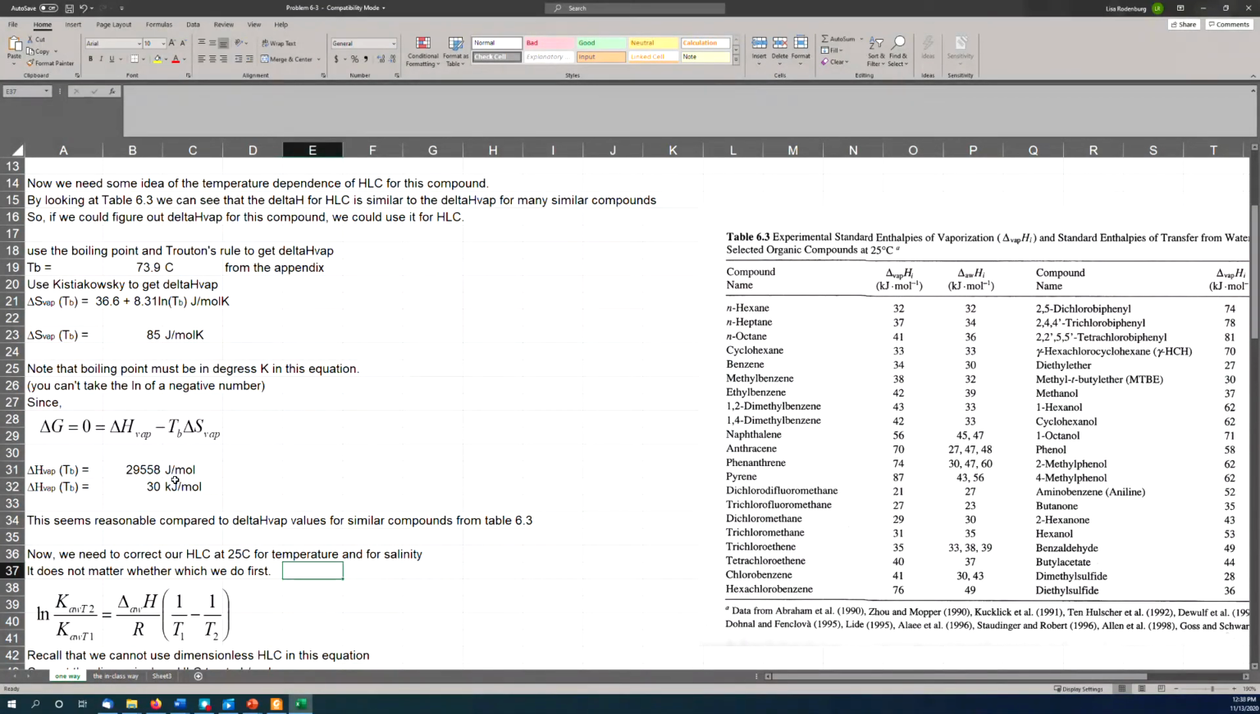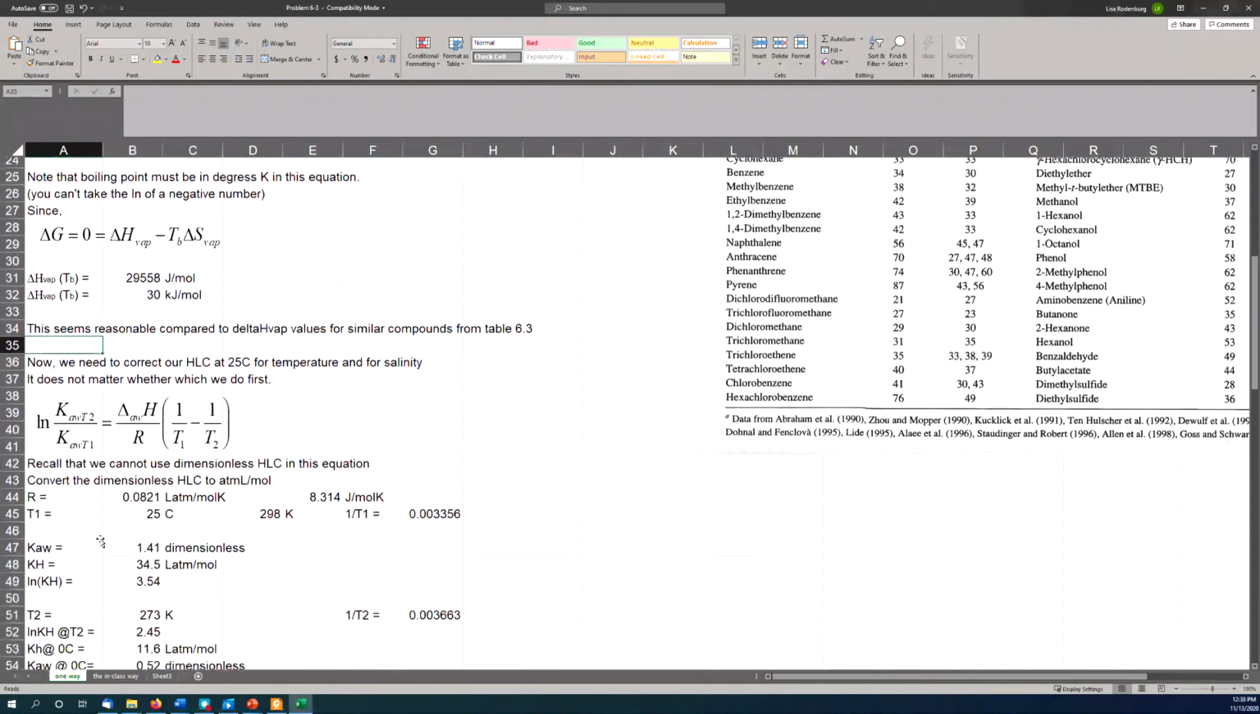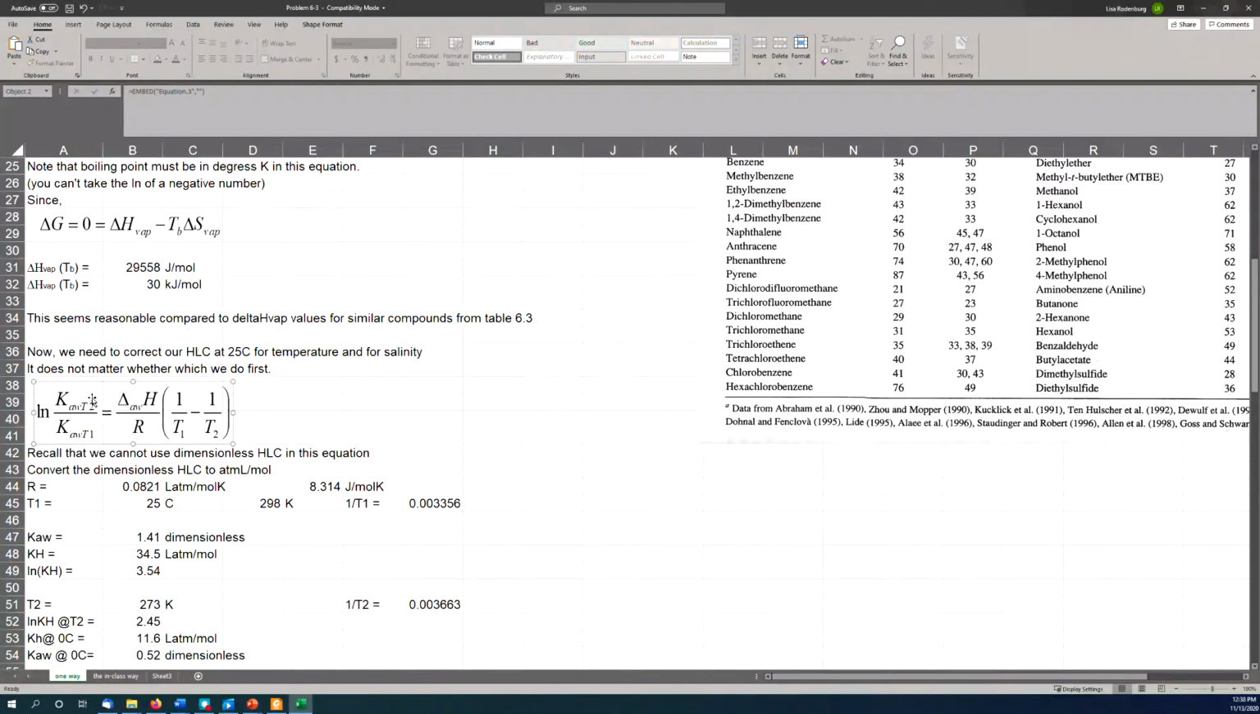Once you have it, and there are other ways to do this, you could also use the Gauss-Schwarzenbach equation. There are different ways to do this. But once we have that number, then we are able to convert our Henry's law constant for temperature using this equation here. And notice that it does not matter whether we do the salinity correction first and then temperature, or temperature first and then salinity. Mathematically, it comes out the same thing. So we're going to do temperature first.